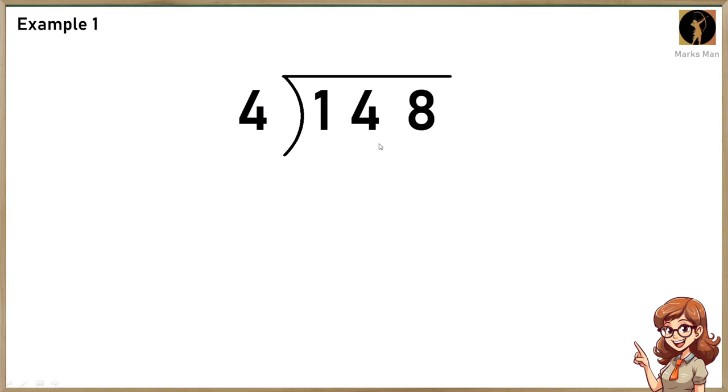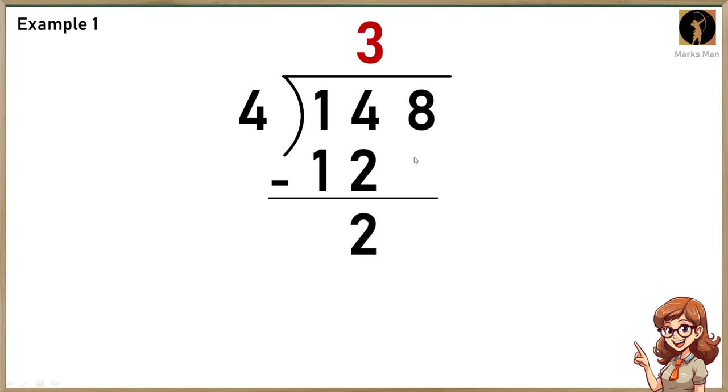Now, how can we solve this problem? First step, you need to get a number that is bigger than the divisor. Now, 1 is smaller than 4, so you need to use 14. Now, 14 divided by 4, that is equal to 3, since there are 3 4s in 14. Next, you need to multiply this number 3 to your divisor. So 3 times 4, that is equal to 12. Next, you need to subtract this number 12 from number 14. So 14 minus 12, that is equal to 2.